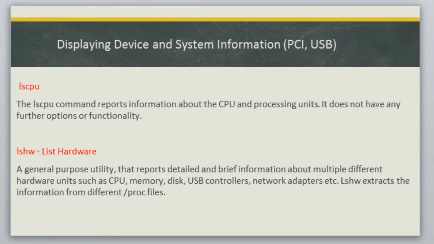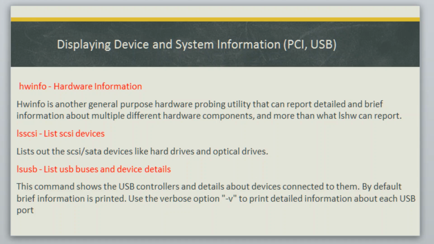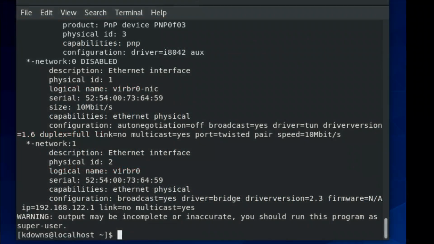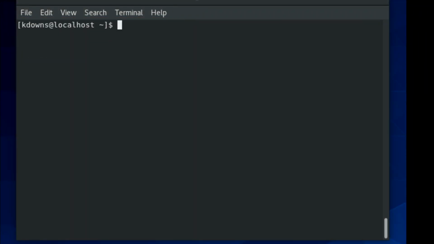Let's look at our next command here, which is going to be hwinfo, which is another general purpose hardware probing utility that can report detailed and brief information about multiple different hardware components, and more than what lshw reports. So let's go ahead and run that real quick. Let's clear my screen. hwinfo. Okay, so this command's also not found, so maybe we're missing a package.